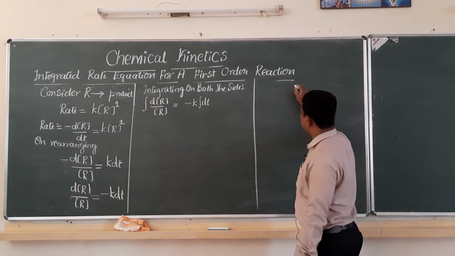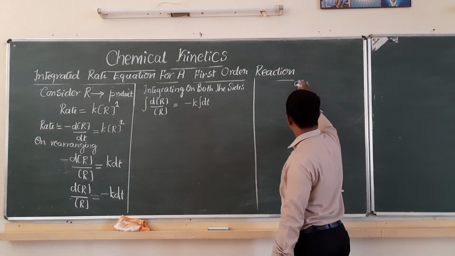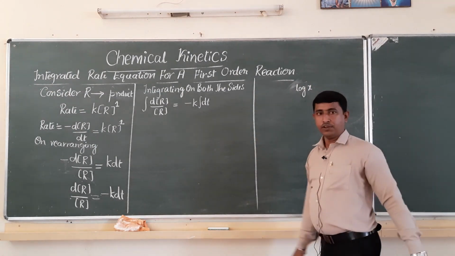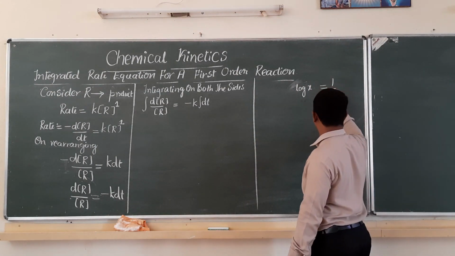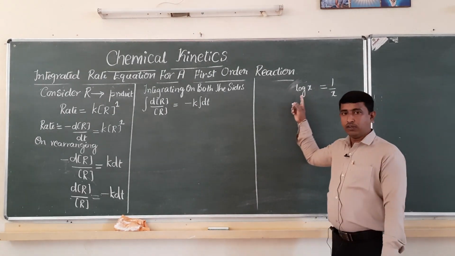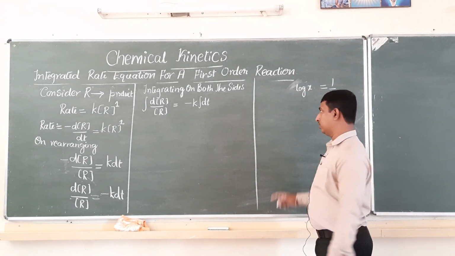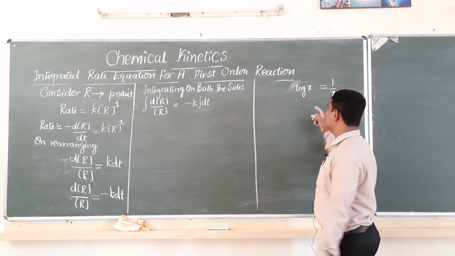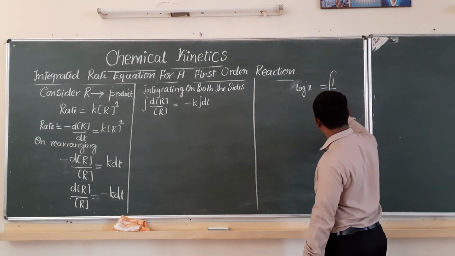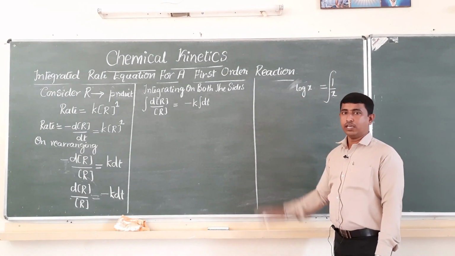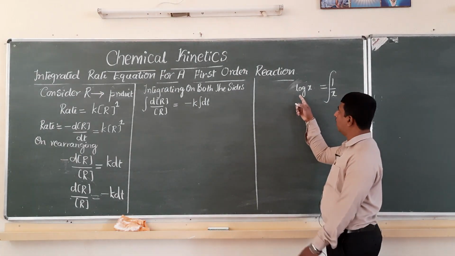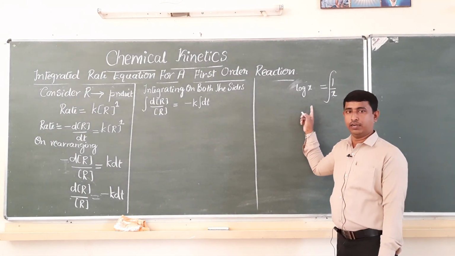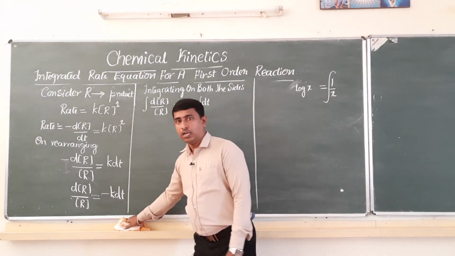See, we know differentiation, correct? The derivative of log x is equal to 1 by x. Differentiation and integration are inverse to one another, that we know, correct? So the integral of 1 by x must be log x only. Understood? So the differentiation of log x is 1 by x. That means if I integrate 1 by x, I would get log x.